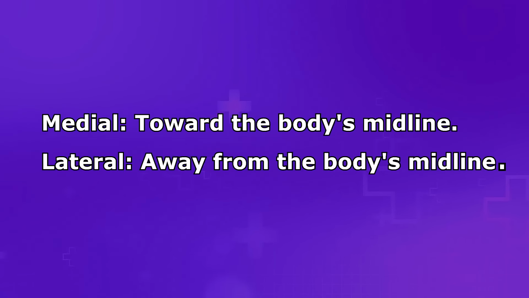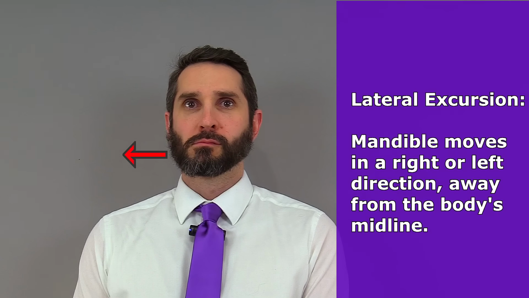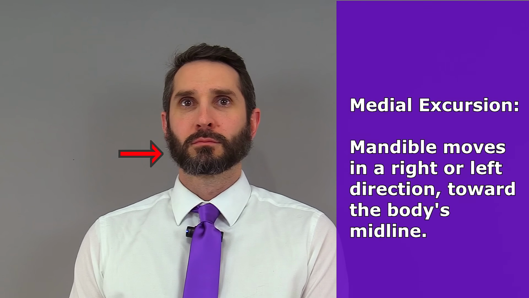And anatomists use directional terms to specify the type of excursion. For example, when the lower jaw moves to either the left or the right away from the midline of the body, they simply call that lateral excursion. And when the mandible moves closer to the center of the body, it's called medial excursion.